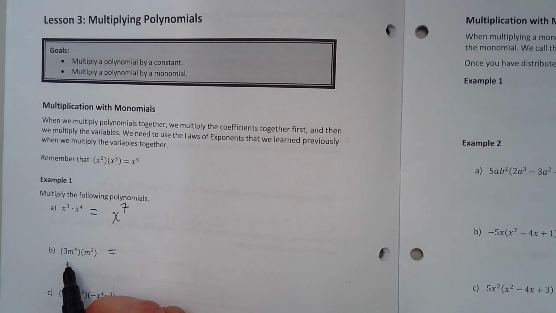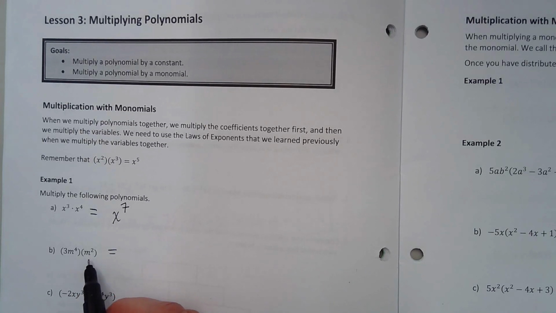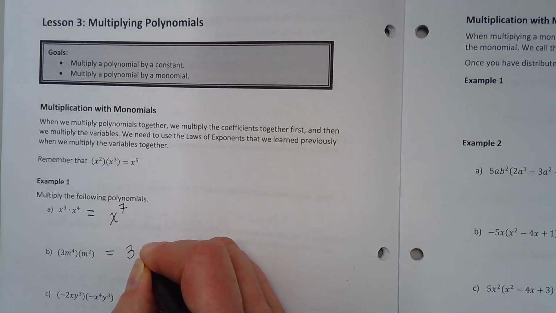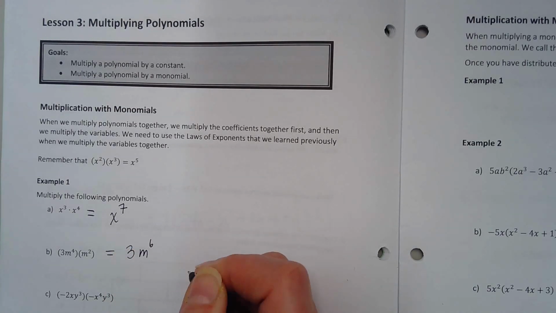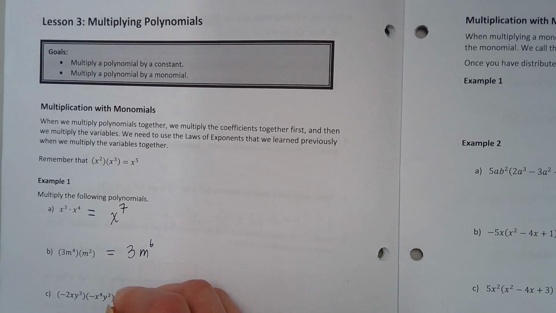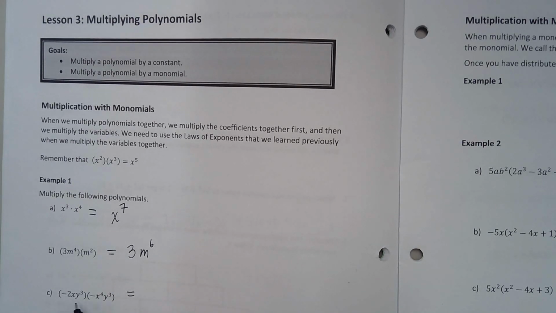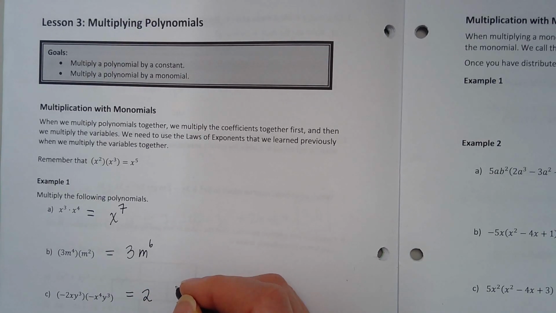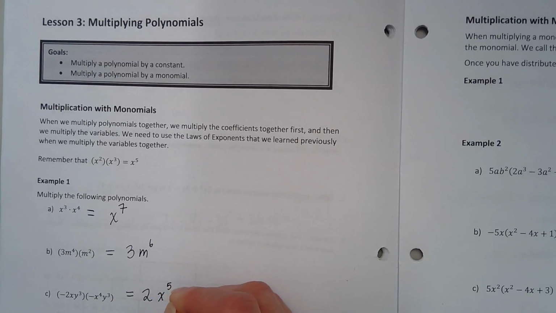So I have 3m to the power 4 times m squared. There really is a coefficient here, isn't there, on the m squared? What's the coefficient of the m squared? 1, right? So 3 times 1 just remains 3. How many m's do I have? 6. Okay. 2 negatives multiplied together give me a positive, so I'd have a positive 2. I have x to the power 5, y to the power 6.